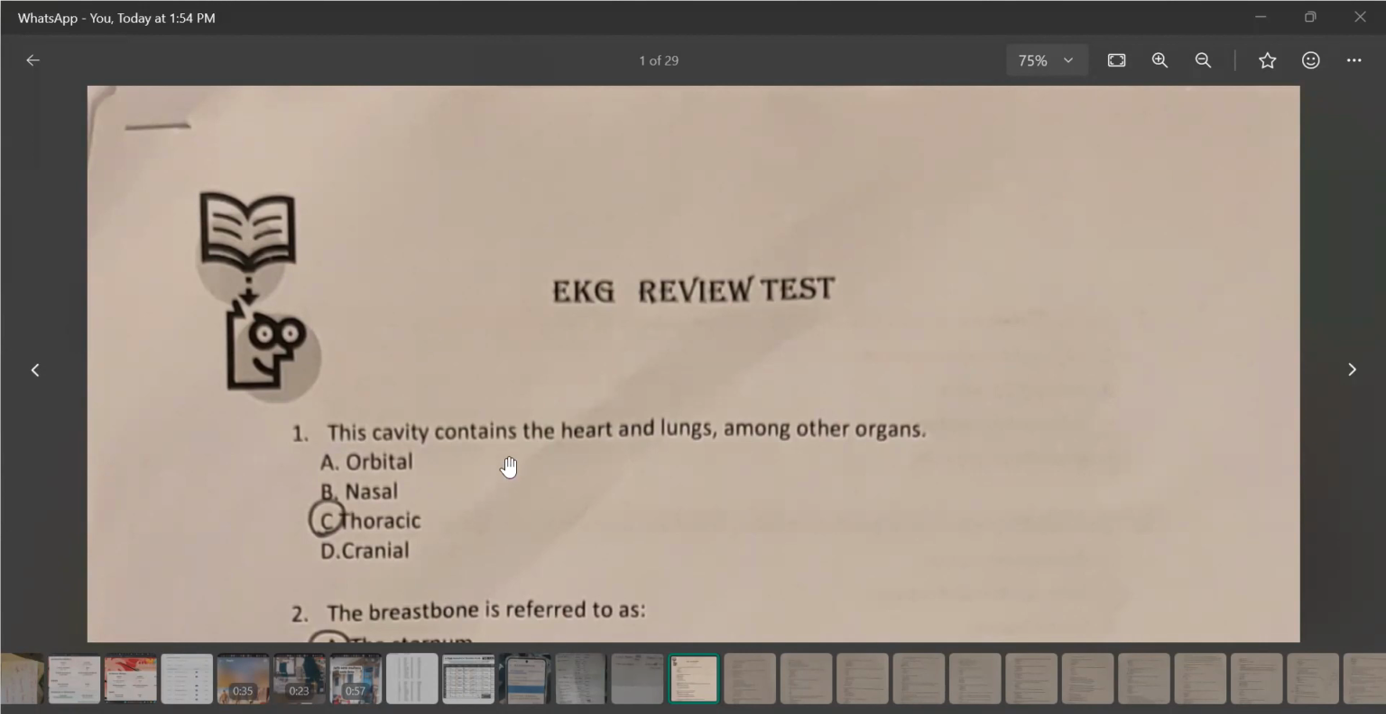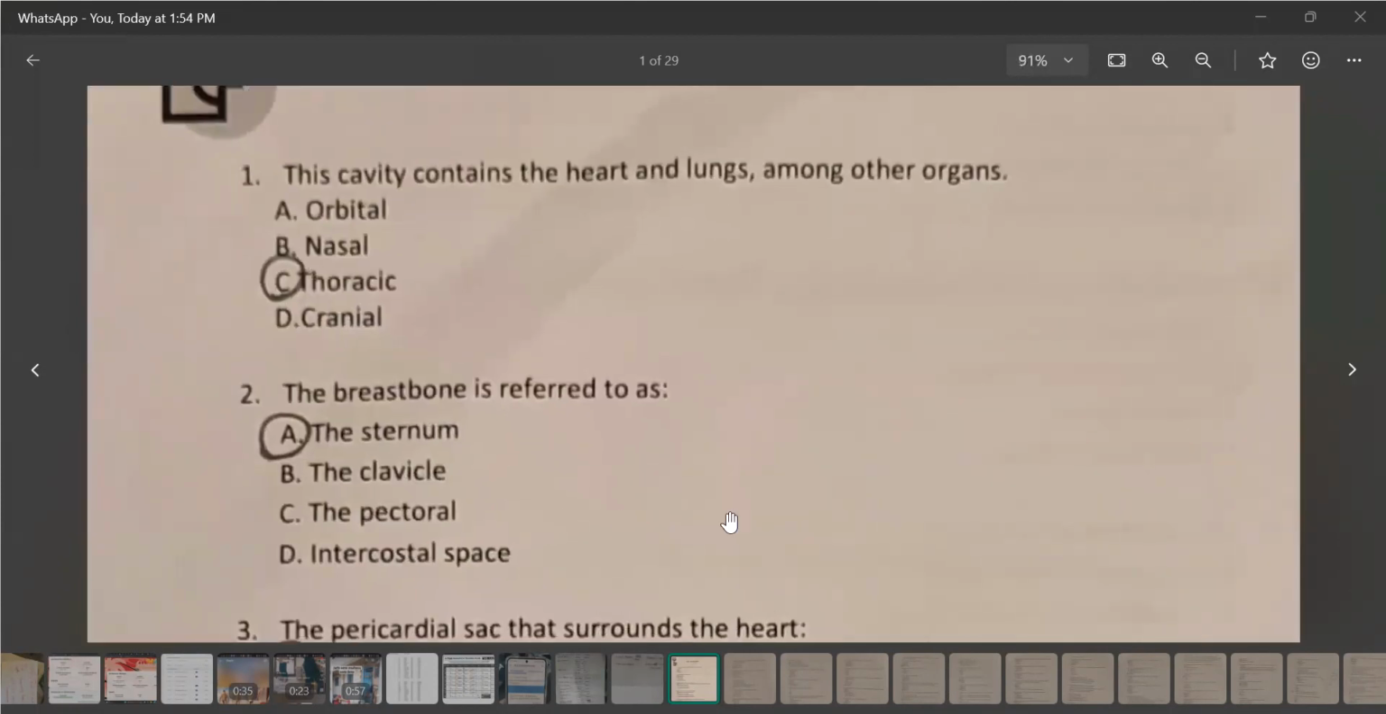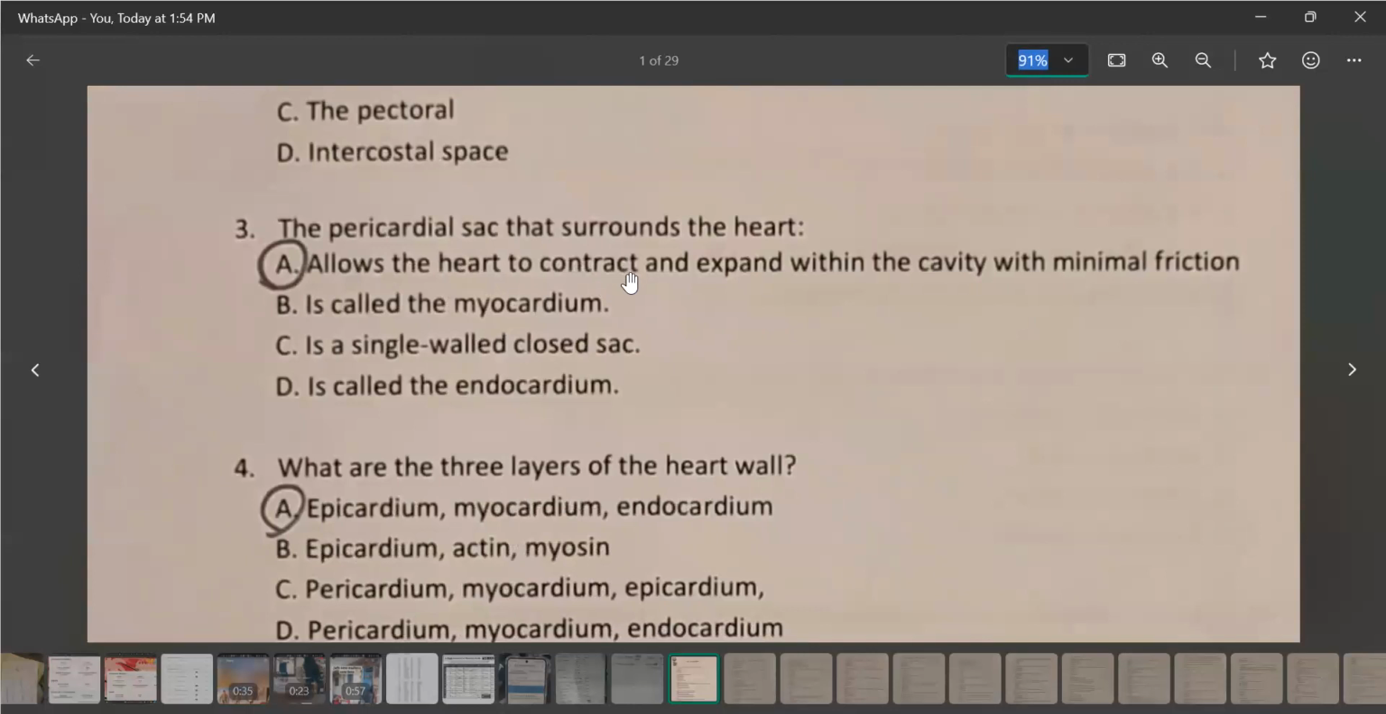This cavity contains the heart and lungs, among other organs. C. Thoracic. The breastbone is referred to as the sternum. The pericardial sac that surrounds the heart allows the heart to contract and expand within the cavity with minimal friction.